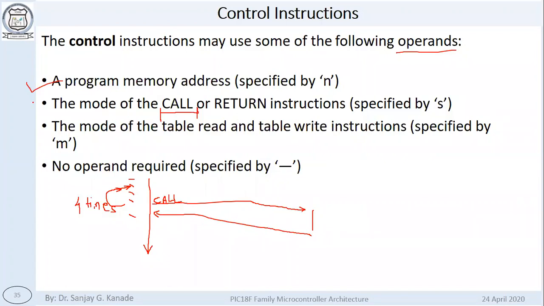Okay, so this can also be the instruction, and if this is the instruction, then there is a mode specified by the letter S in the call instruction. We will see in detail afterwards. Then the mode of the table read and table write instructions can also be given for the control instruction. These are also separate types of instructions, and we will see them. There can also be no operand at all given to the instruction. Some instructions are like that, with no operand. For example, the return instruction will have no operand.